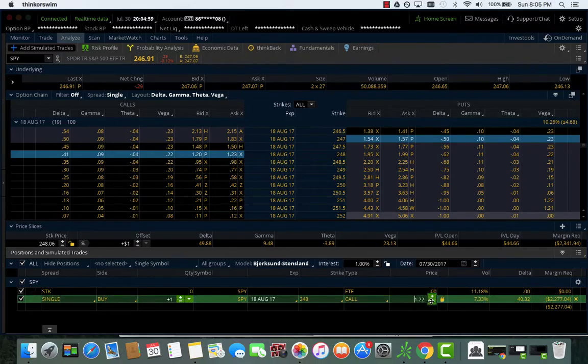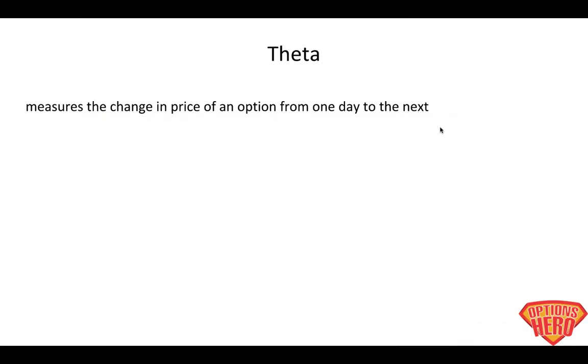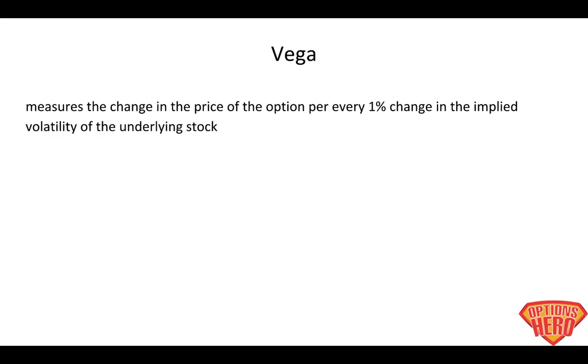So again, theta is the amount of money that's extracted from every single option every single day. Every single option has it, and the closer we get to the money, the greater the theta component is. Cool. Let's move on to the last one.